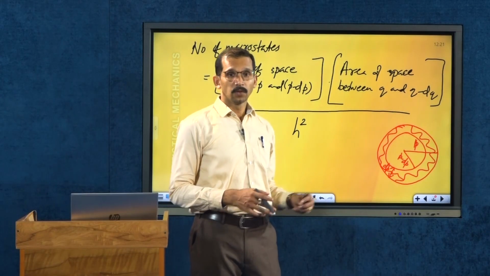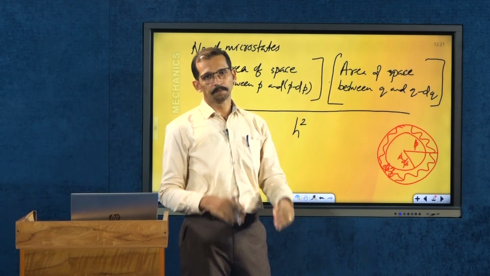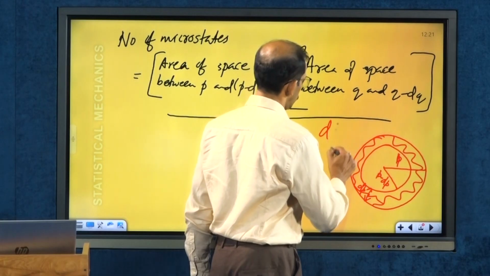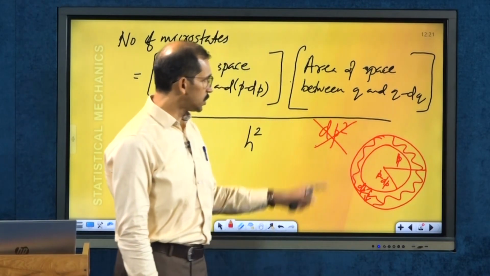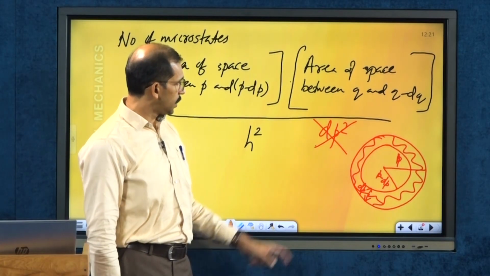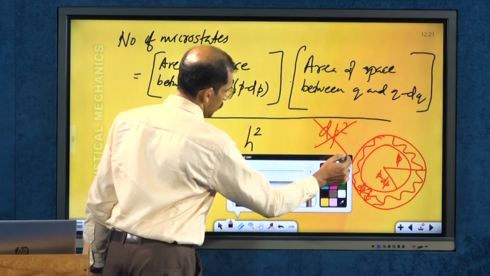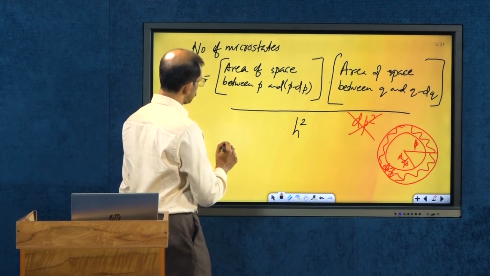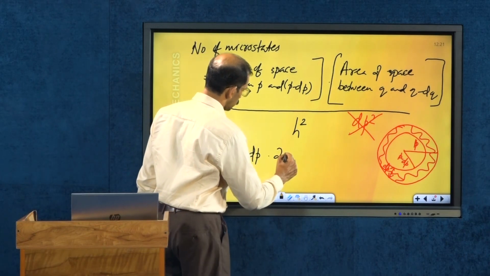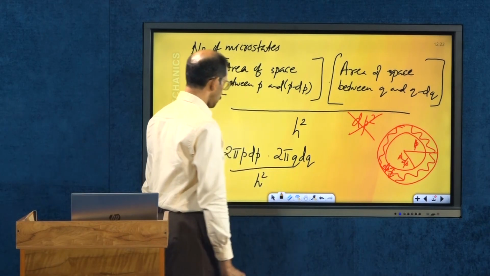So how did we do it last time? You take the area corresponding to P plus dP minus P minus dP, and then we will neglect the dP squared terms, because dP is a very small space, and therefore dP squared can be neglected safely, right? In that situation, you can evaluate for yourself, and you will find that we can write the expression as 2 pi P dP into 2 pi Q dQ divided by h squared.